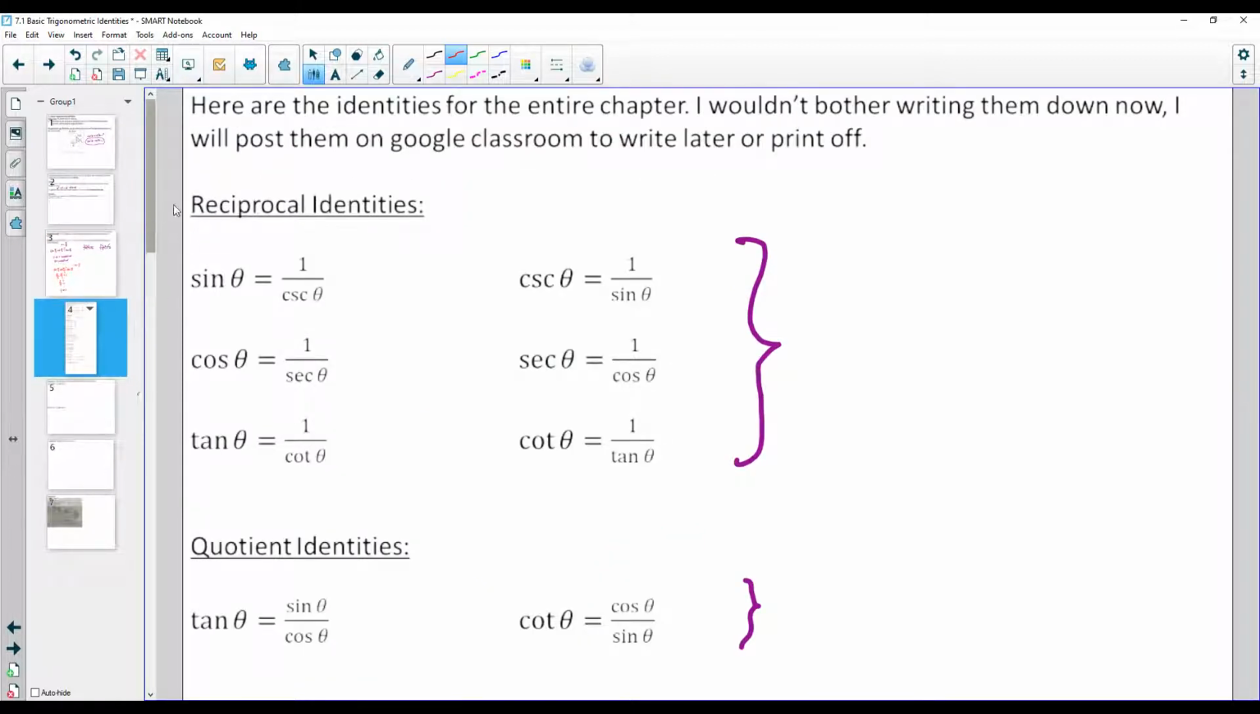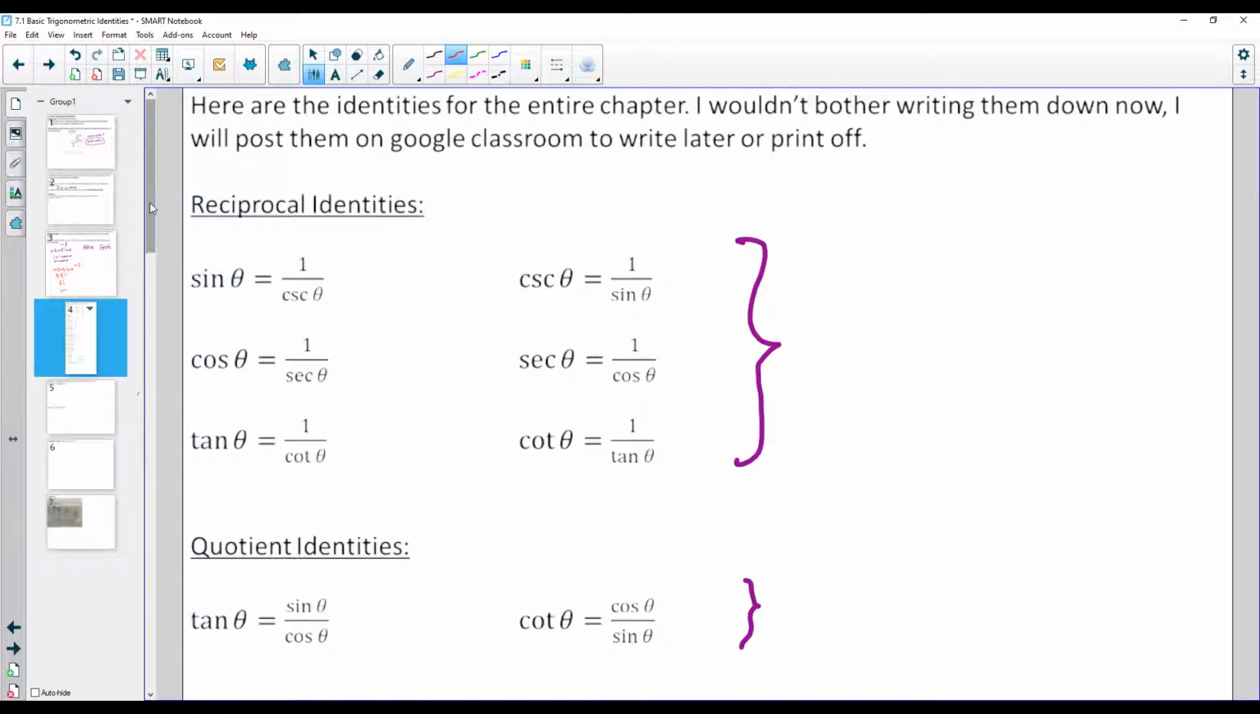So here are the identities for the entire chapter that we're going to talk about. Remember how I said sine squared plus cosine squared equals 1 was an identity? These are all the other identities, and I'm going to post this on Google Classroom. This is for the entire chapter, not just this section. So I have all of them right here. You can either write them all down right now, or you can print off the sheet. I would almost recommend doing it on a page totally by itself so that you can reference it on your own time while you're working with them.